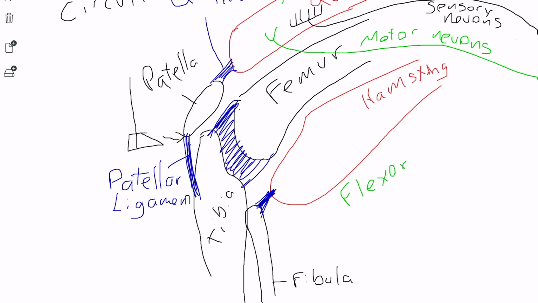And an extensor, extending. So you're going to extend your leg by contracting the extensor, the quadriceps. So when you straighten your leg, the muscles on top of your leg, the quadriceps, are the ones that are flexing. When you bend your leg, bringing your tibia and your fibula up to the femur, right? You're flexing the flexor.